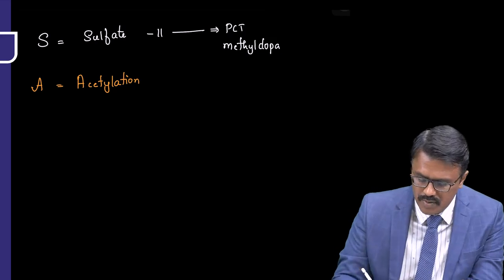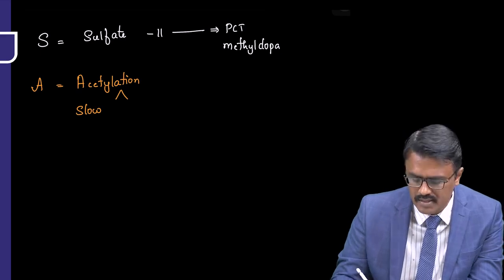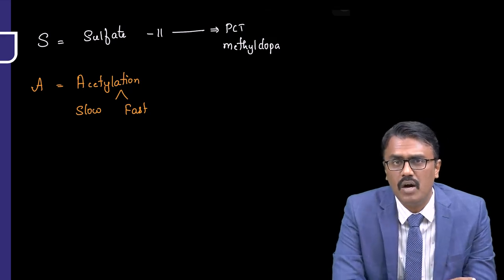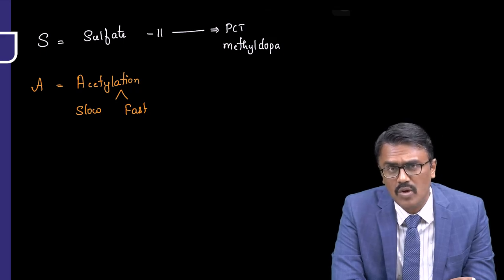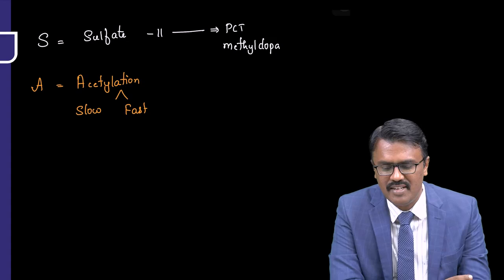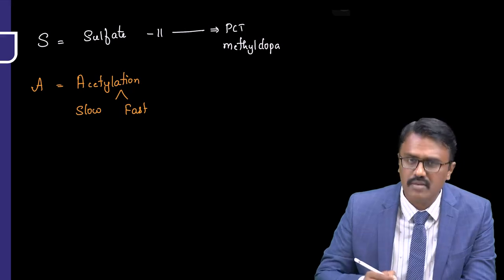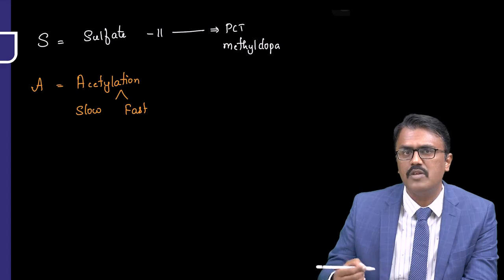So, the acetylators may be of two types. They may acetylate slowly. So, we call them slow acetylators. Or they may be fast acetylators depending on the enzyme. How much do they have in their body? If they have less enzyme, they are slow acetylators. If they have more enzyme, fast acetylators. We'll discuss that later. So it's a pharmacogenetic variation, and we have a separate video for that where we have discussed the meaning of pharmacogenetics.